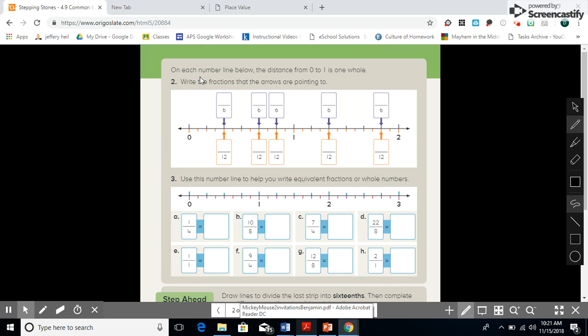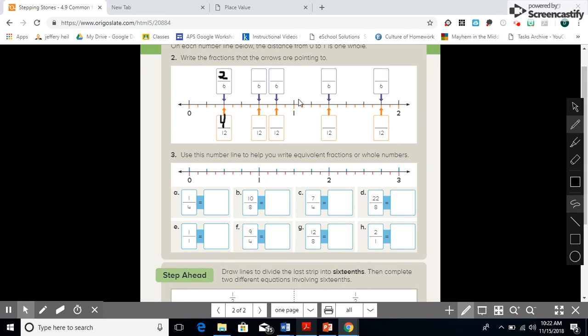Number 2 says, on each number line below, the distance from 0 to 1 is 1 whole. Write the fractions that the arrows are pointing to. So we have 1, 2, 6. The purple lines you can kind of see are sixths. The orange lines are the twelfths. So we have 2 sixths and we have 1, 2, 3, 4 twelfths. So go ahead and fill the rest of these out. Remember, you're looking at these lines on top to fill in the top ones and the orange lines on the bottom to fill in the bottom ones. And you can see where these are equivalent.